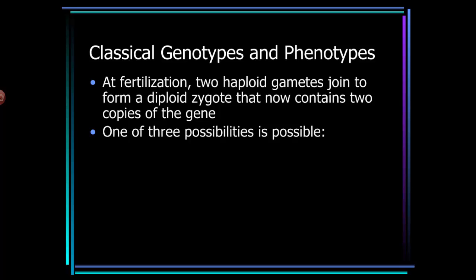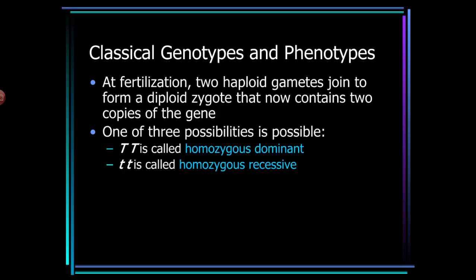Okay? There are three possibilities here. We've got two capital letters, capital T, capital T. If T means tall, this is two dominant tall genes. It's going to be a tall plant. We call that homozygous dominant, homo meaning the same, right? Homozygous dominant. We could have two lowercase. Okay? Remember, lowercase t represents short. If you've got two of these, there's no dominant gene, there's no tall gene. This is going to be a short plant, homozygous recessive.